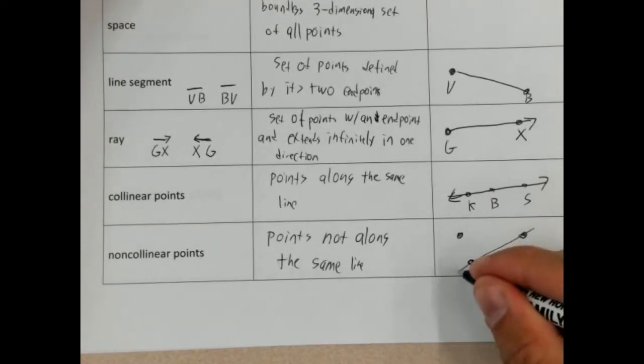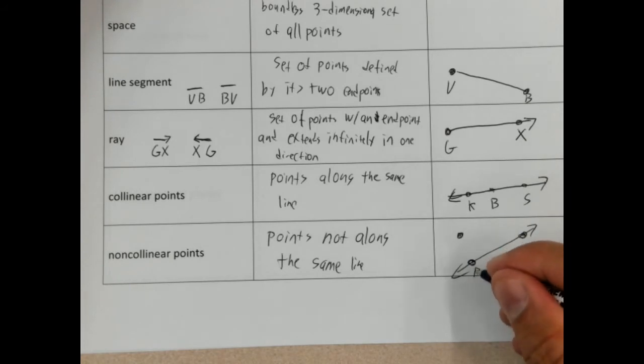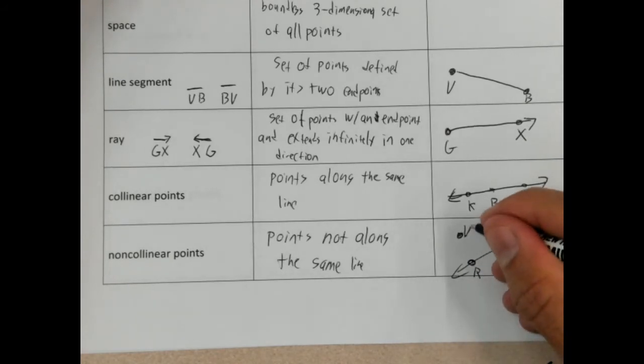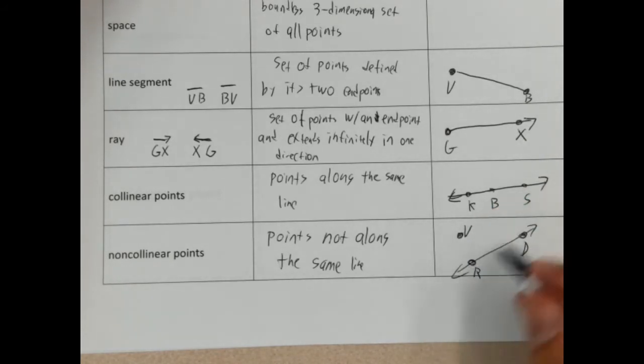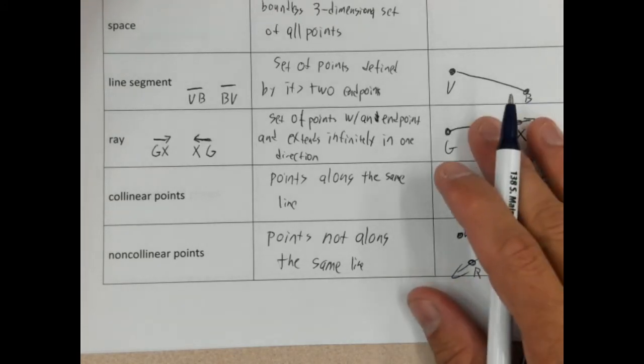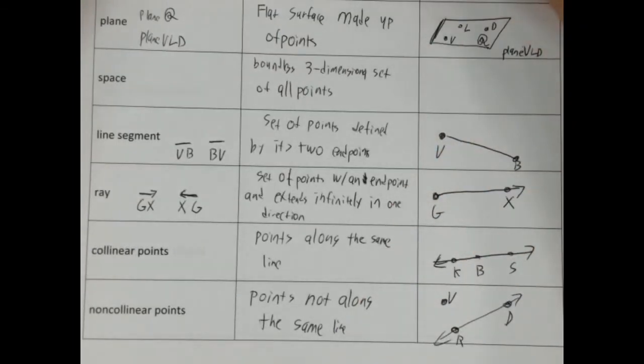Well, they're not all on the same line. So R, D, V. V is not along this line. Therefore, this is not collinear to these two. Pretty straightforward. Okay, that covers the first page. The next part, coplanar points.